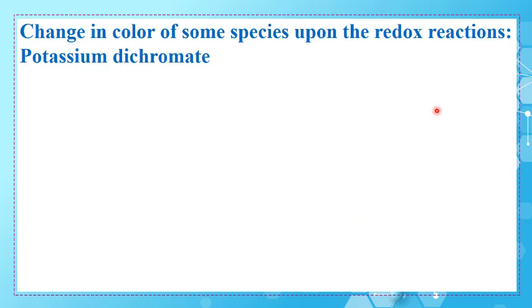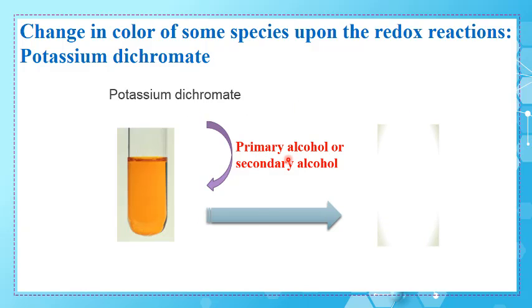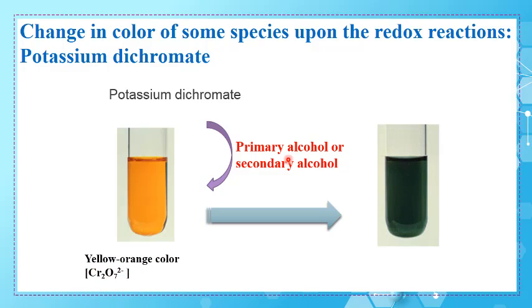Now, about the change in color, we mentioned it, but again, we have to repeat it because it's important and it has to be memorized. Here is a tube containing potassium dichromate. If potassium dichromate is added to primary alcohol or secondary alcohol, there is a reaction that occurs, producing what? Producing Cr3+. So this one is a yellow-orange color. It has the dichromate ion. The color will change to green. If the color changes, we said that the test is positive. It means there was a reaction between the alcohol, whether it's primary or secondary, and the dichromate.